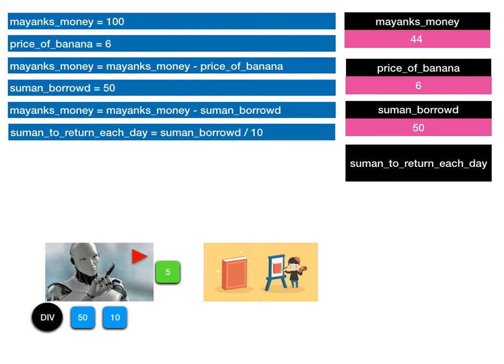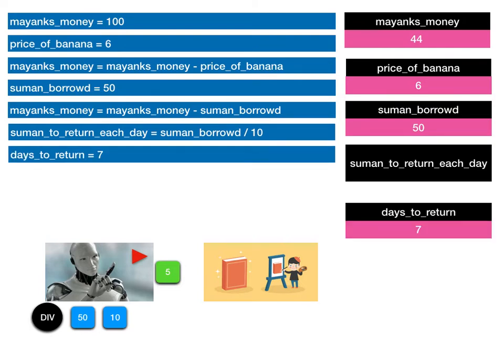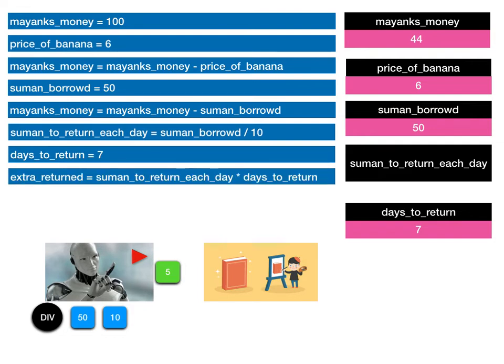Next step is the days to return. So we have another memory location, we set it to 7. Next thing is extra return, which is the amount of money that Suman is going to return extra because this guy has borrowed for 7 days. So which has to be equal to the amount that he has to return per day multiplied by days to return. So 5 multiplied by 7.